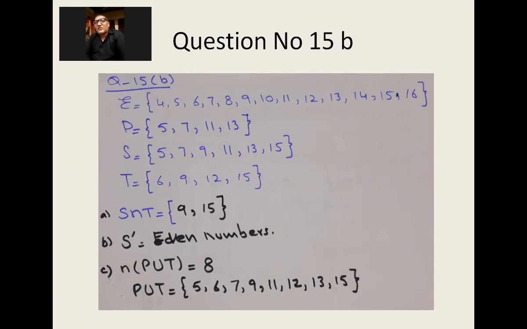The first question was, what is the S intersection T? So the common elements between S and T. The common elements between S and T are 9 and 15.